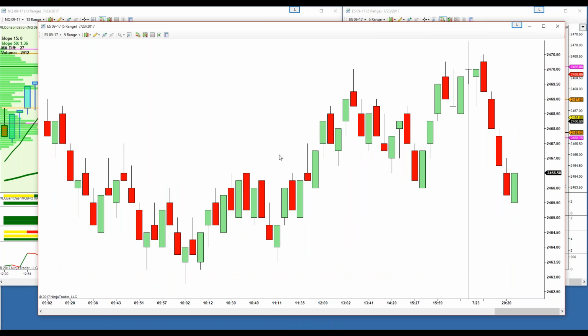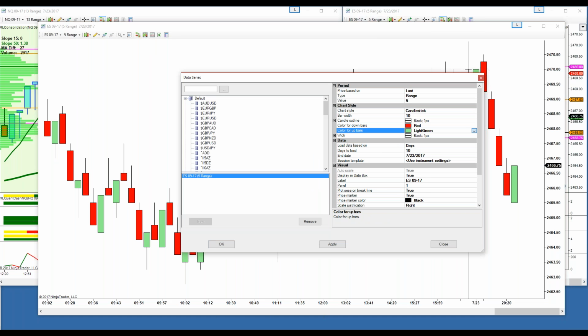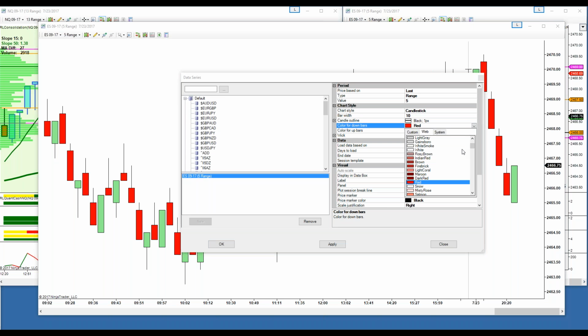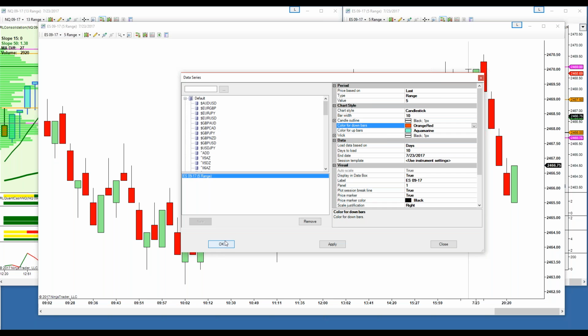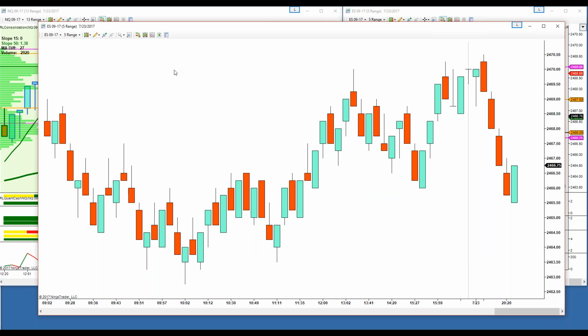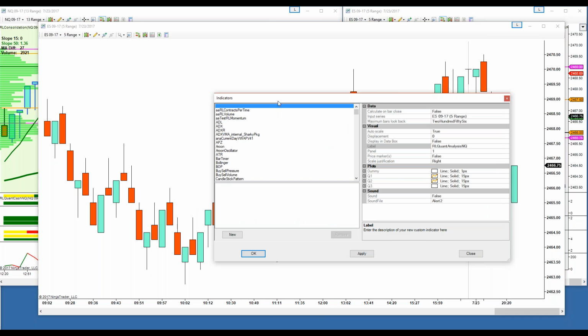Now, what I'm going to do is show you how to build a chart and show you how each indicator works. Let's start really from scratch. Our up candles are aquamarine. You're not going to have to go through all this work because we're going to provide you with templates, but just so you have an idea, we're going to do this. Our up candles are aquamarine, and our down candles are orange-red. Now, let's put on our indicators one at a time.